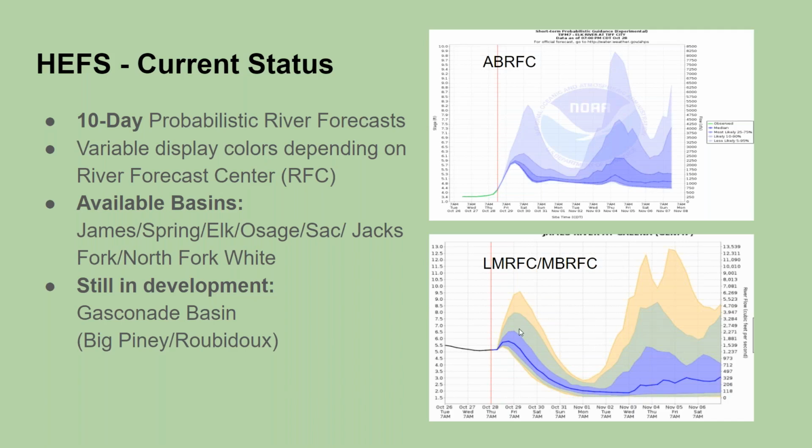We do have those available for our forecast points on the James, Spring, Elk, Osage, Sac, Jacks Fork, and North Fork White rivers, and in those basins. They are still being developed for the Gasconade Basin, so they're not quite ready on the Big Piney, Ruby Doo, and Gasconade. So I believe that is my first stopping point.